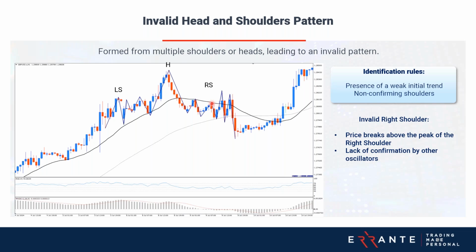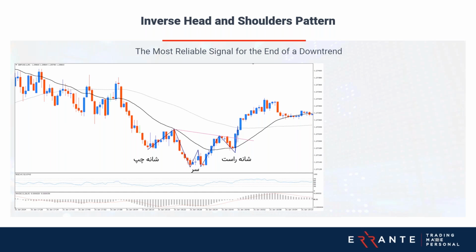So in summary, this chart highlights why it's essential to critically evaluate all aspects of the potential head and shoulders pattern by identifying the weak initial trend, the inconsistent shoulders, and the lack of confirmation from other indicators. You can conclude that this pattern is invalid. Okay, this recognition is key to avoiding false signals and making more informed trading decisions.